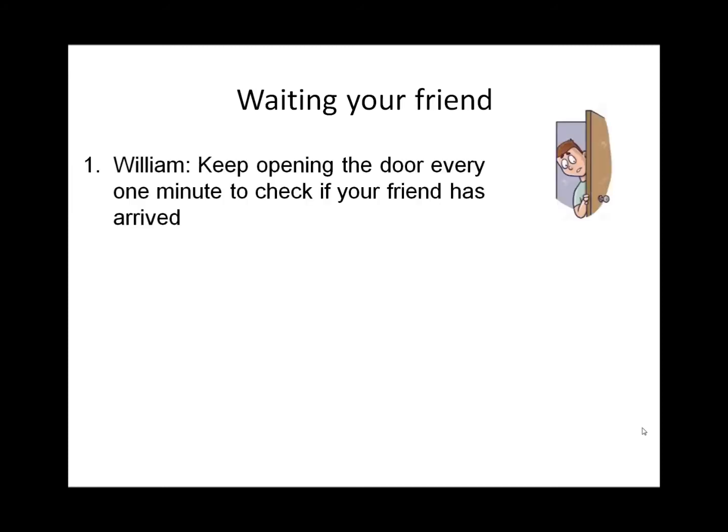So let's now think about if you are waiting for your friend over the weekend and he's supposed to arrive. His timing is not good. So you have two options. William's option. Is anyone here called William? Okay, that's good. I just wanted to double check. So William's behavior will be to keep opening the door every 1 minute to check if his friend arrived or not. So again, the target is you are waiting for your friend and he should arrive. William will keep opening the door every 1 minute and keep checking if the friend arrived or not.